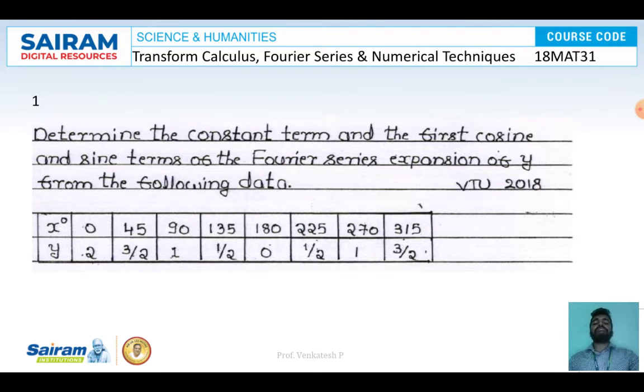First problem: find the constant term, first cosine and first sine term of the Fourier series expansion of y from the following data. Constant term means we have to find a naught by 2, first cosine term means a1, and first sine term is b1. The data is given with x in degrees: x is equal to 0, 45, 90, 135, 180, 225, 270, 315. Y is given as 2, 3 by 2, 1, 1 by 2, 0, 1 by 2, 1, 3 by 2.